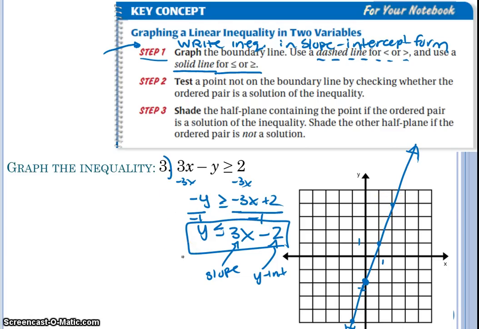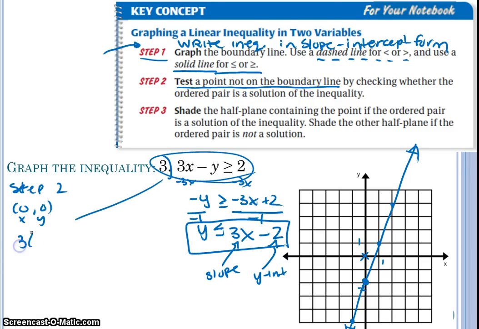Step 2 would be to test a point not on the line. So we want to do a point not on the line. So any point not on the line. So here 0, 0 would be a good test point. So step 2, we're going to plug in 0, 0. So I'm going to plug in x is 0 and y is 0 into my original here. So 3 times 0 minus 0, is that bigger than or equal to 2? It's just like the first problems we did where we're testing it. So 0 minus 0, is 0 bigger than or equal to 2? No, that's false.